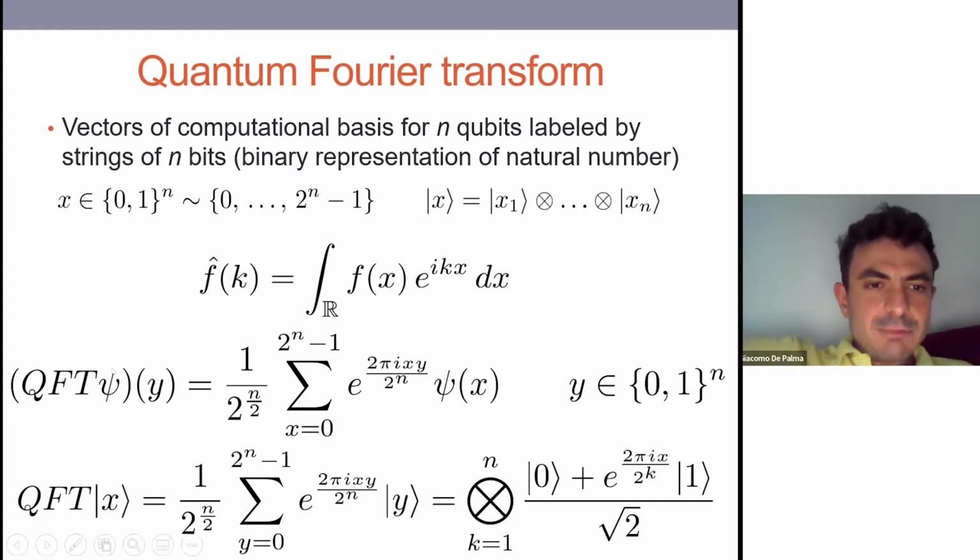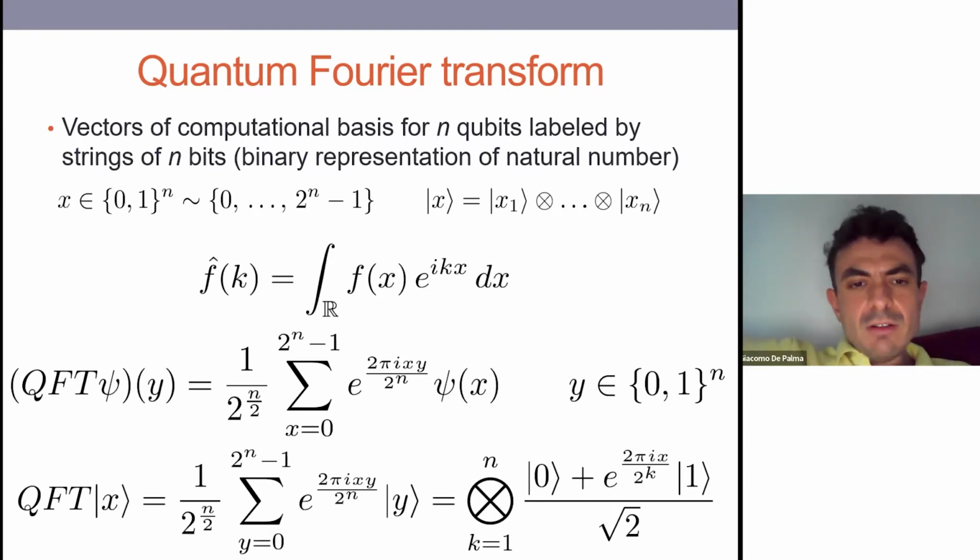And then, since we have the action on a generic wave function, we can easily find out what its action on a Dirac delta wave function is. And this is the action of the quantum Fourier transform on a basis vector, which can be expressed in this way. And it's easy to check that these two expressions actually agree.